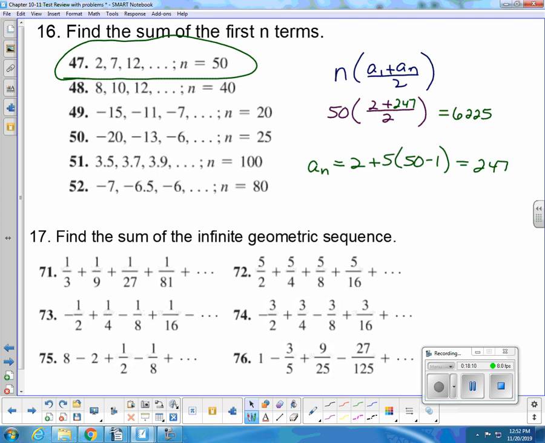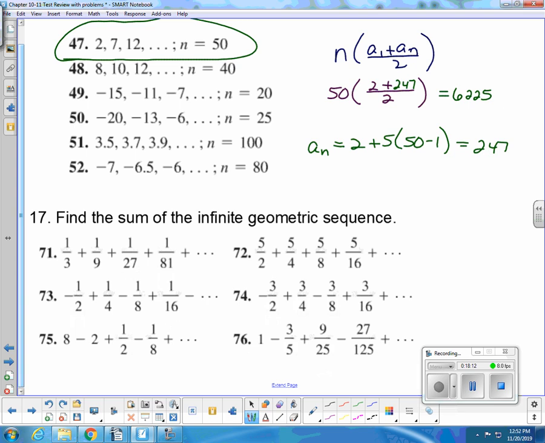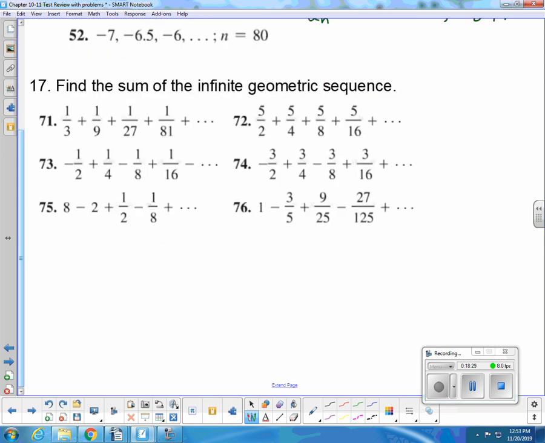Number 17 is find the sum of an infinite geometric sequence. So they're not telling you the first 10 terms or the first 50 terms. They're saying, give me all of them. Add them all up. And remember, this formula only works if you are decreasing. It's got to be a decaying type of sequence, not bouncing. All right? So pick one.